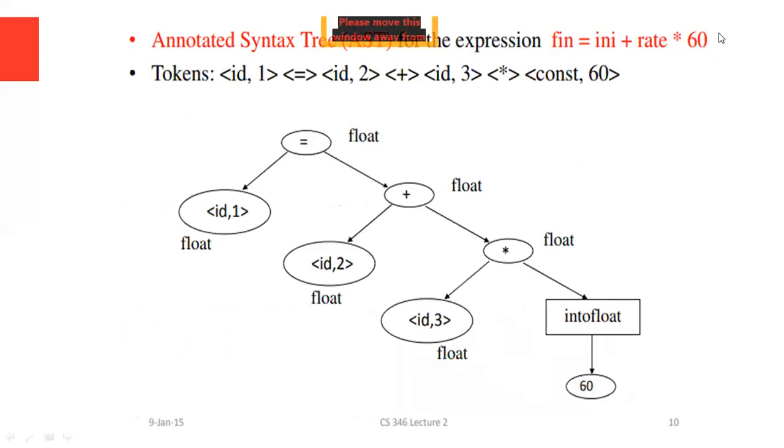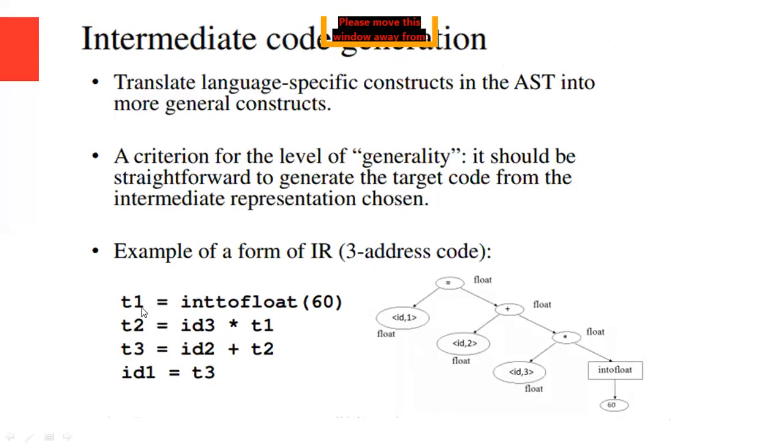So this is the 4 address code. This 4 address code is converted into 3 address code by using the intermediate code generation. So here is the 3 address code representation. T1 is equal to, we are converting the integer constant value into float by using type conversion, so inttofloat. So 60 becomes inttofloat, meaning 60.0.